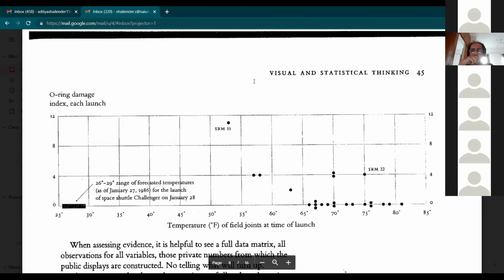Could you repeat the question, sir? So if I ignored all the data points with y equal to 0, which means where the damage index was 0, if I ignored all those data points, Jugal. Yes, sir. Imagine this graph where there is no y equal to 0. The damage index equal to 0 is not part of this graph. Would you still lean towards scrapping the launch?